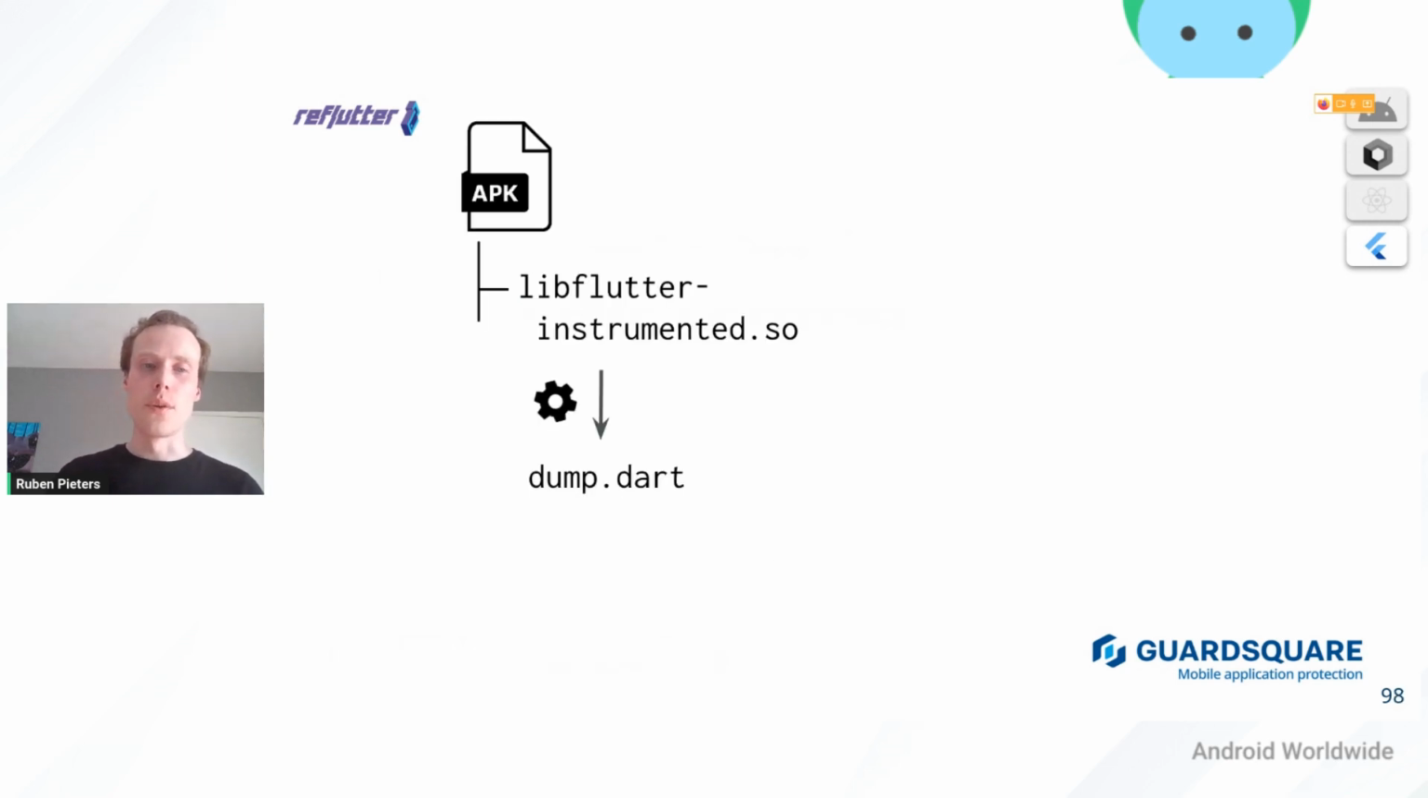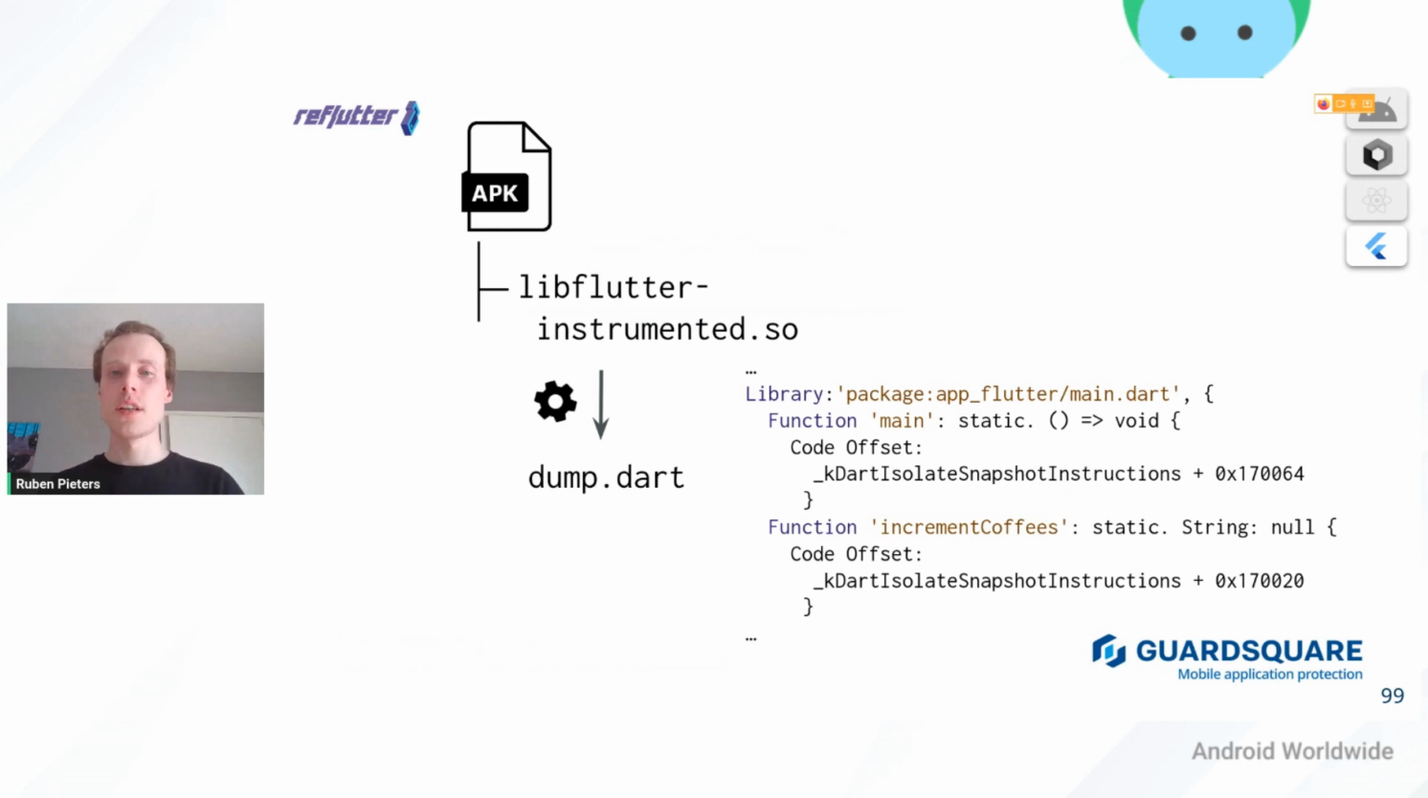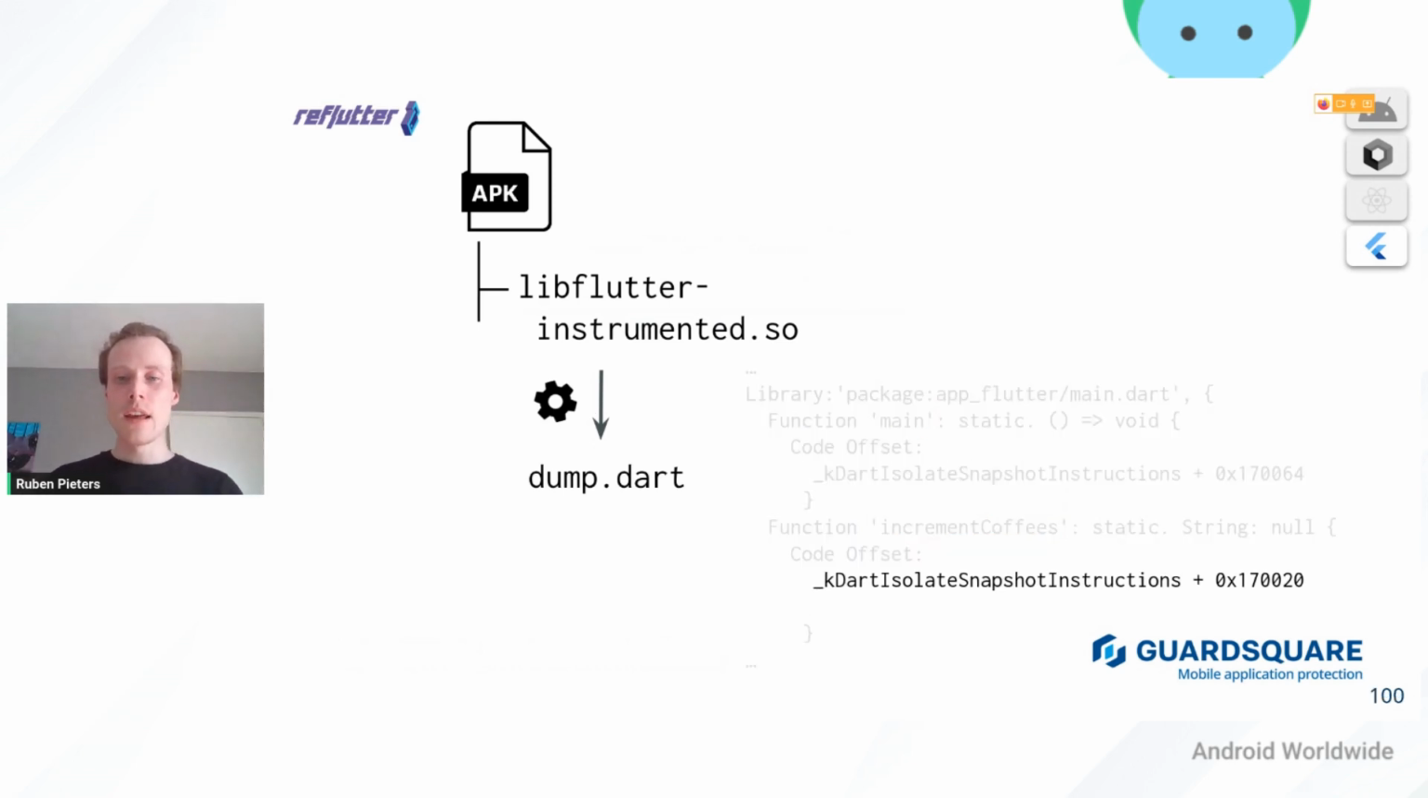So when we actually run our modified application with this modified Flutter engine, we'll have this dump.dart file, which contains offsets for the functions inside of the Flutter application. In this case, we're interested in the increment coffees function, and we can see that it has this offset on a specific symbol. And so we can use this information again with Frida.